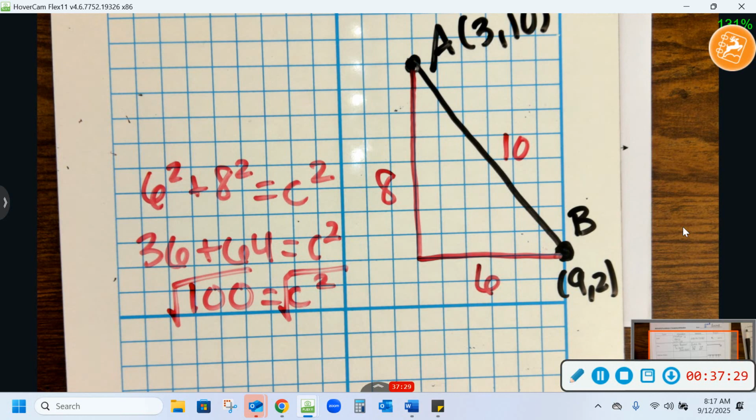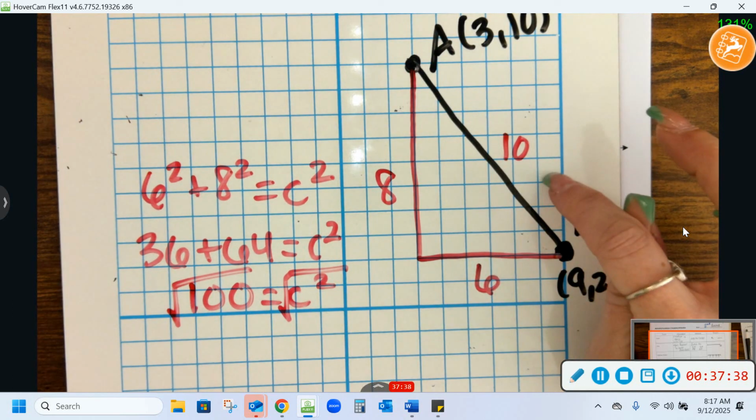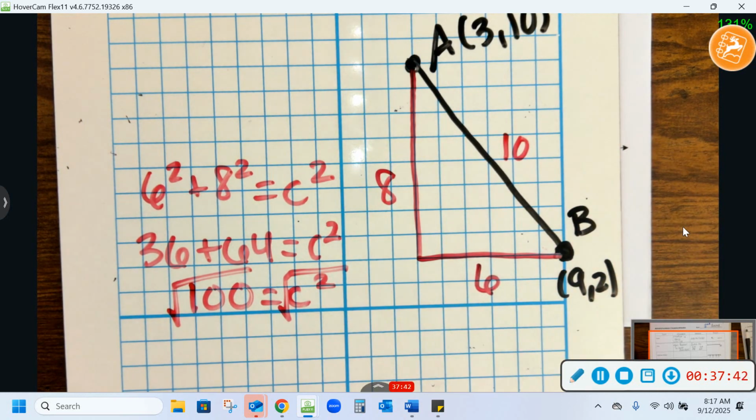Oh, plus or minus 10. But hey, it's still right. It's not completely right. But it almost can't be. Could distance ever be negative? No, so we know it's the 10 right there. All right.